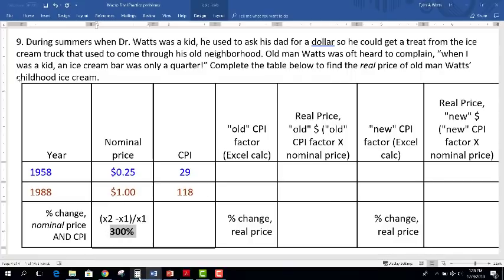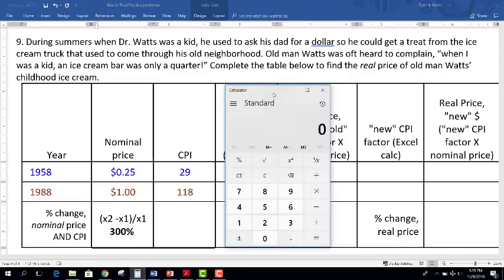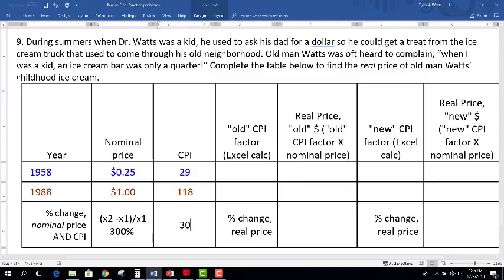All right, now meanwhile, the CPI has done this. The CPI, the X2 there is 118. It started at 29, so it increased by 89 divided by its starting point of 29. 3.068. Let's multiply that by 100. 306.9. Let's just round that up to 307%. All right, so the price level itself went up by slightly more than the price of the ice cream. So I know that my real price changes for ice cream are going to be negative.